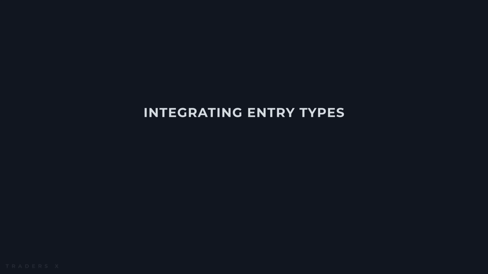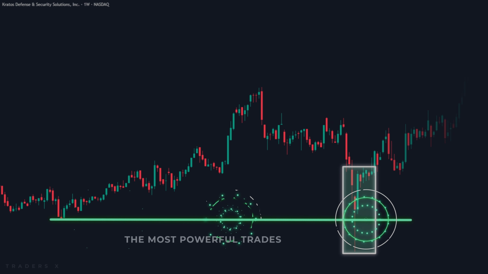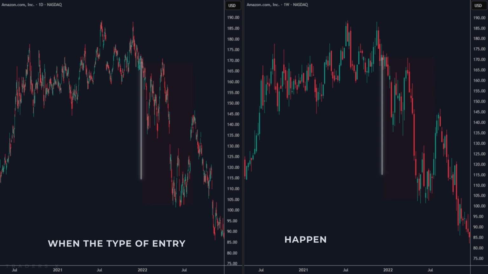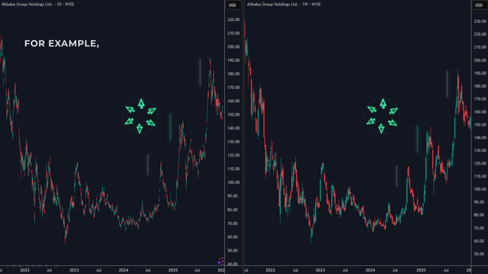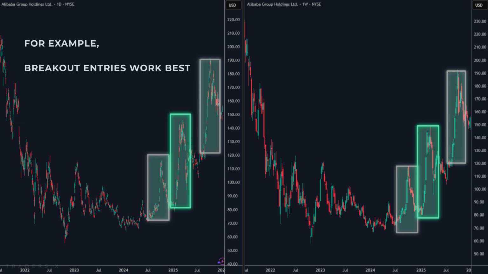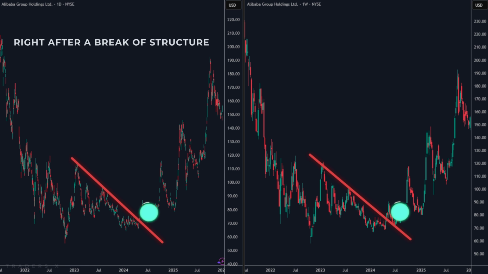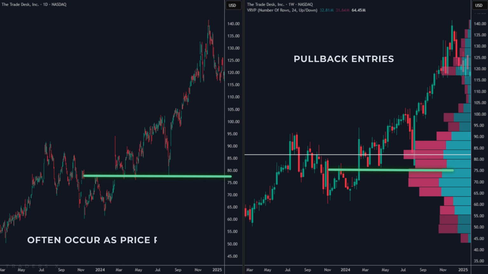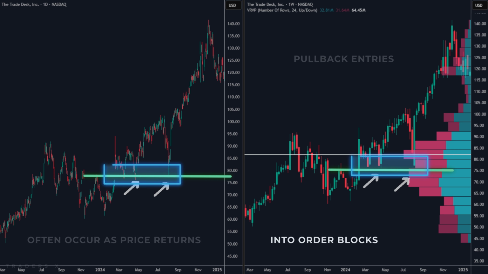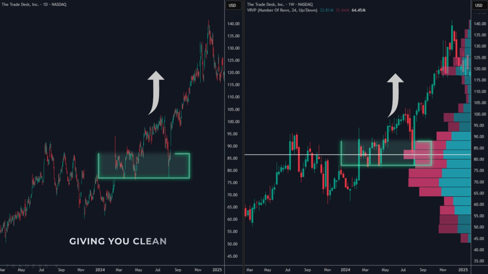Integrating entry types with market structure. Entry types mean nothing without context. The most powerful trades happen when the type of entry aligns with market structure. For example, breakout entries work best during expansion phases, right after a break of structure, pronounced BOS. Pullback entries often occur as price returns into order blocks or zones at premium or discount levels, giving you clean continuation setups.